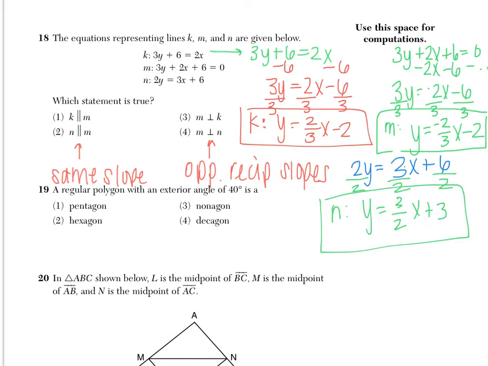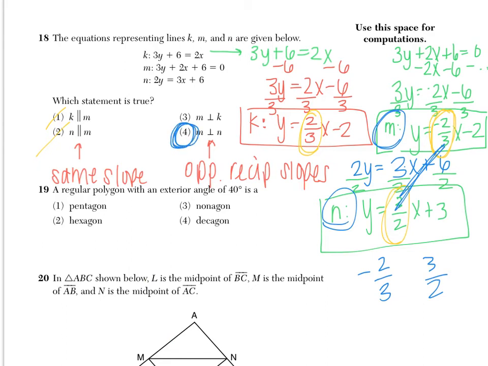So if I look at the slopes of these equations, we have positive 2 over 3, negative 2 over 3, and positive 3 over 2. None of them are the same, so I can eliminate choice 1 and choice 2. But if I look at these slopes right here for m and n, we had negative 2 over 3 and positive 3 over 2. Those are opposite reciprocals because they are flipped and negated, which means that lines m and n are perpendicular. Choice 4.